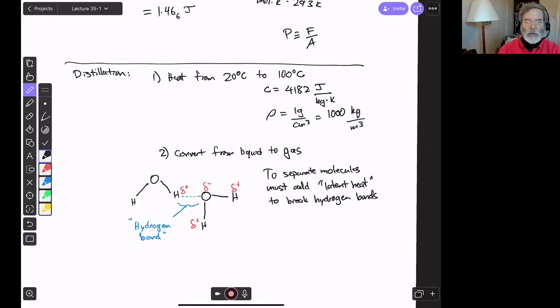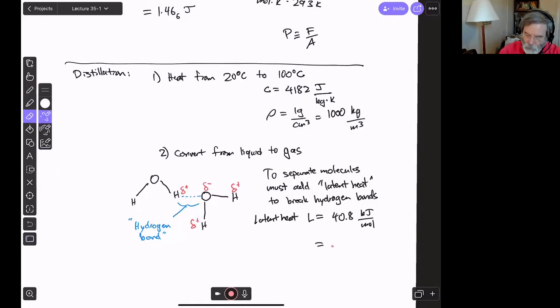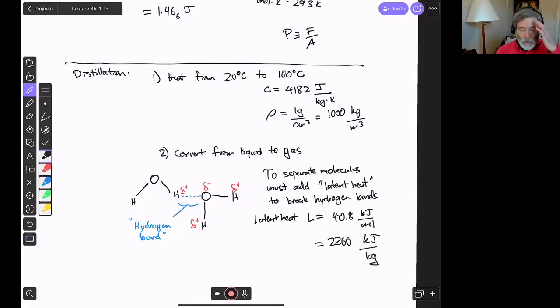There's an analogous thing for any transition from a liquid to a gas. The amount of energy needed for water is unusually high. So the latent heat, we could use the symbol L, is equal to, in the case of water, 40.8 kilojoules per mole. The heat is proportional to the amount of material, or 2260 kilojoules per kilogram. So again, I want you to do the calculation of how much energy is needed to purify the water by this distillation process, and you've got to think about the energy needed for both of these two steps. Questions before I put you back in your breakout rooms? Okay.